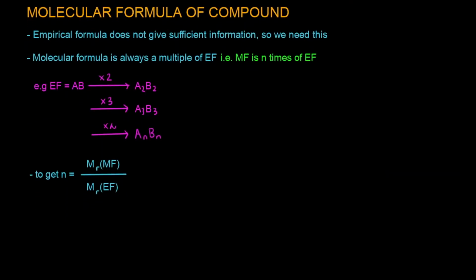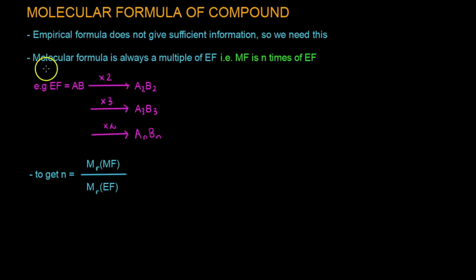Why do we need the molecular formula? It is because the empirical formula does not give sufficient information, as obtaining a ratio is not enough. The molecular formula is always a multiple of the EF, the empirical formula. That's why we can see that MF, which is the molecular formula, is n times the EF.